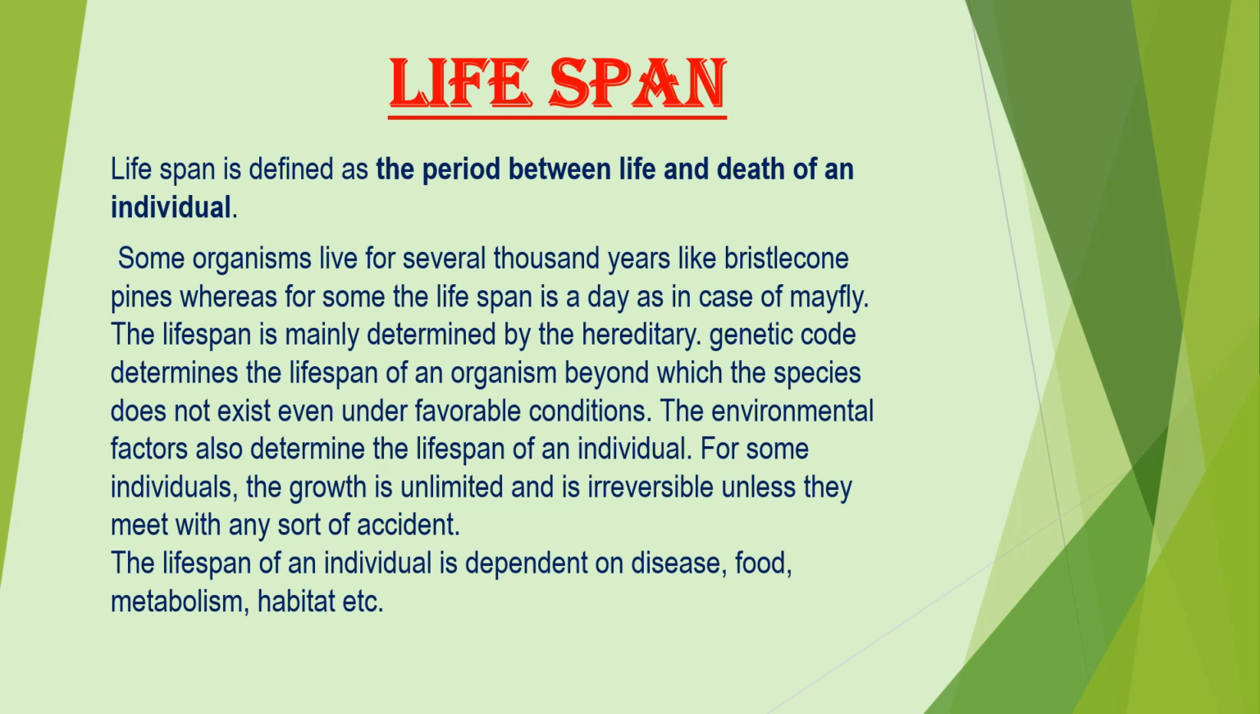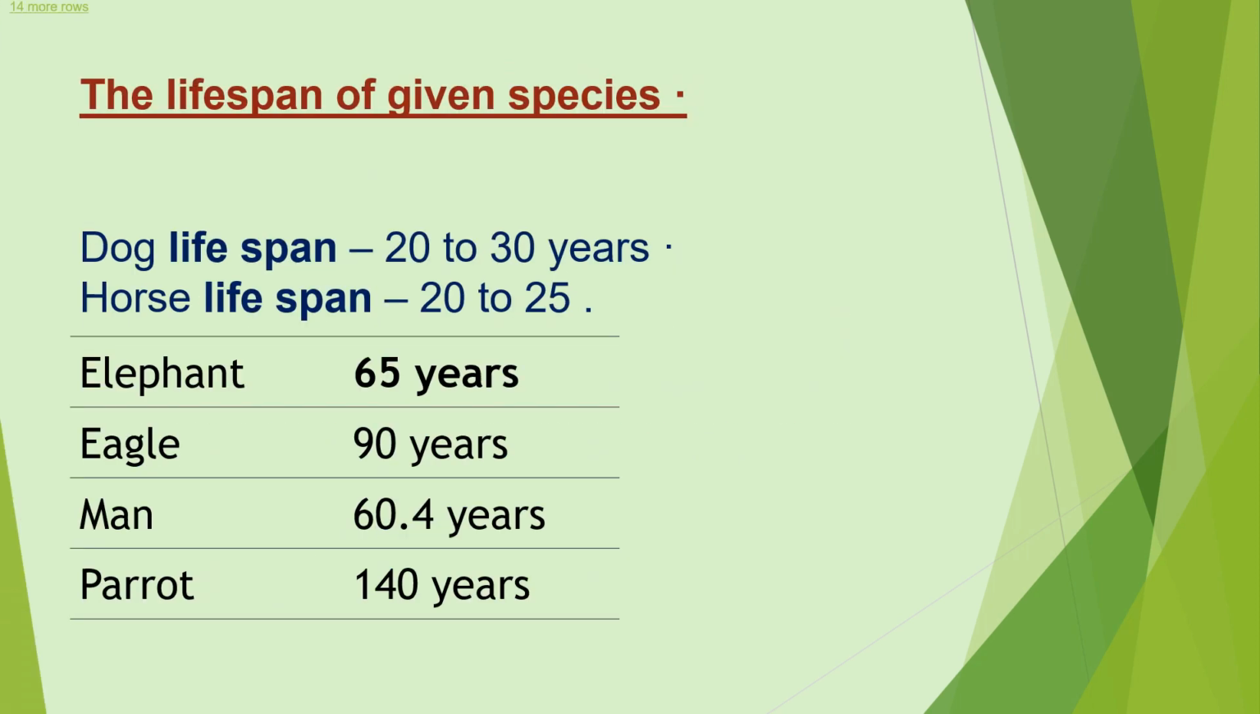So lifespan depends on the genome, meaning it is decided in the genetic makeup of the organism what the lifespan will be. An elephant lives for 65 years, and the average lifespan of human beings is 60. You must have seen some people live for 100 years, but this is the average. The average lifespan of organisms is given in this slide.